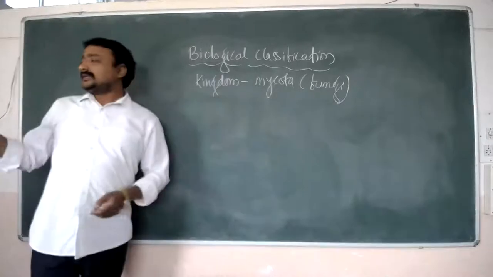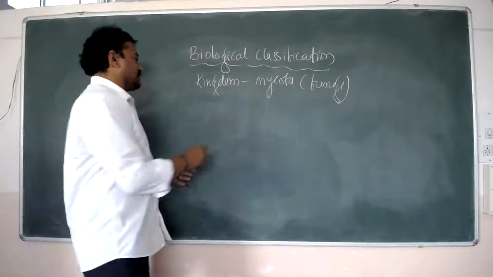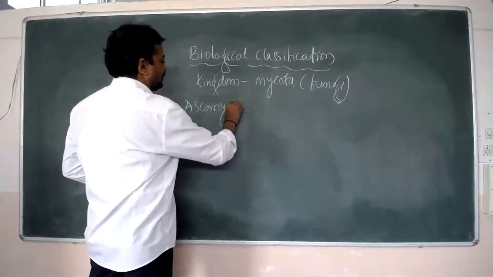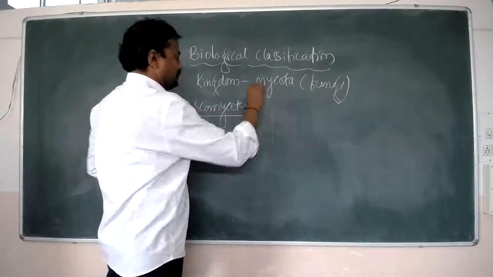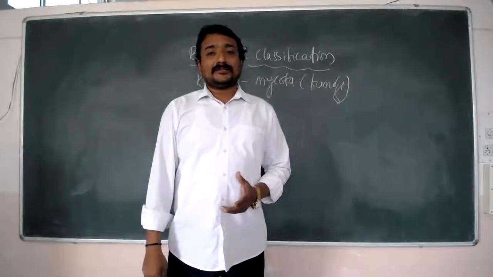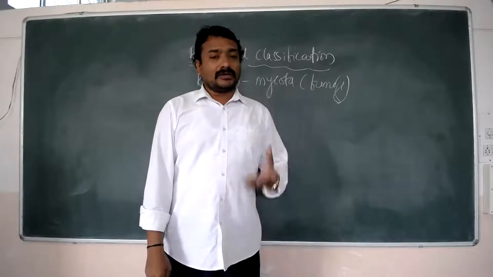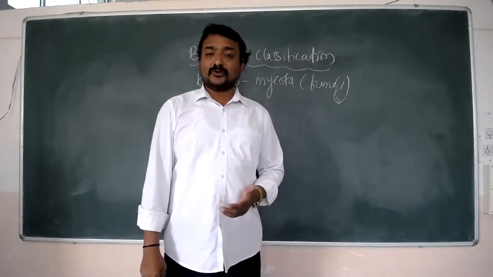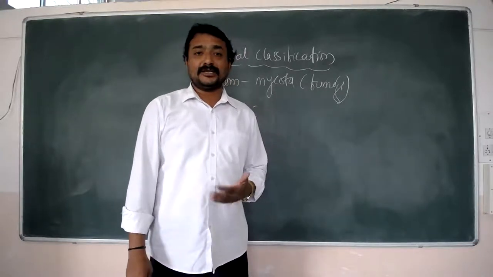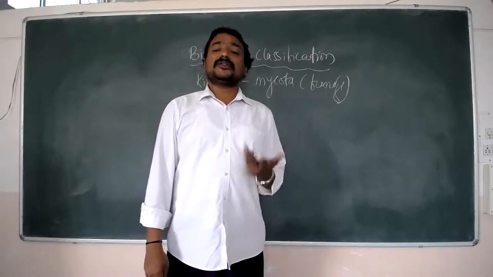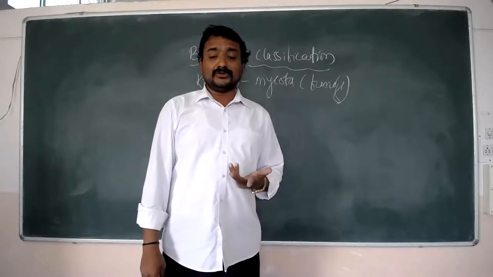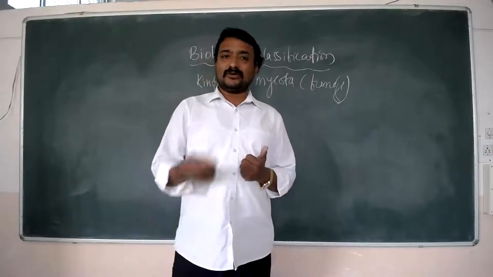Let us start the discussion about the Ascomycetes. What kind of organisms come under Ascomycetes? What are the characteristic features of Ascomycetes? How does the reproduction process take place in Ascomycetes? Where are they found? Are they unicellular or multicellular? What kind of mode of nutrition do they have? We have to discuss all these things.